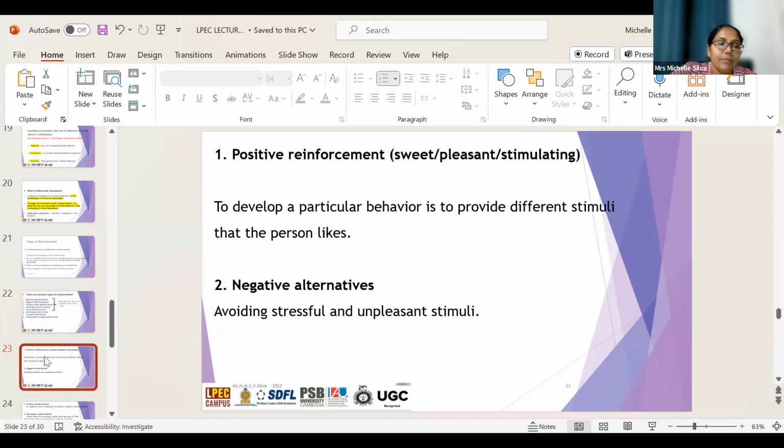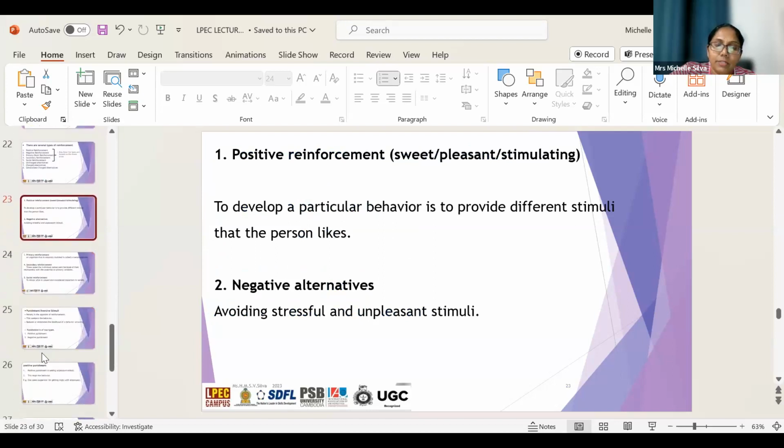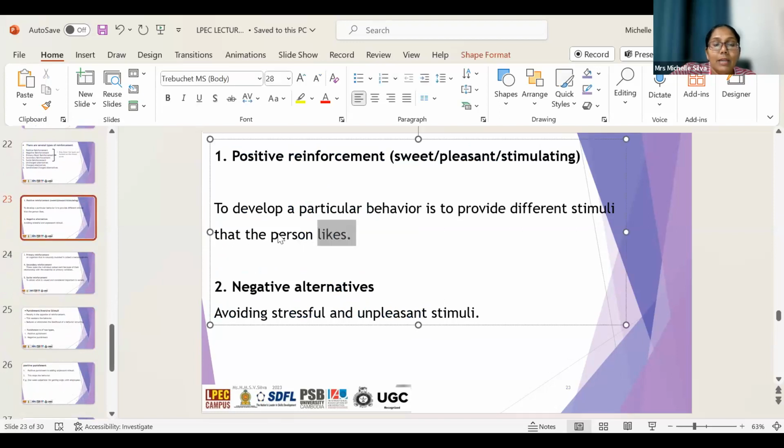When we talk about positive reinforcement, to encourage a certain behavior in a particular person, we are providing different stimuli that the person likes. If we provide stimuli the person likes, we call it positive reinforcement.